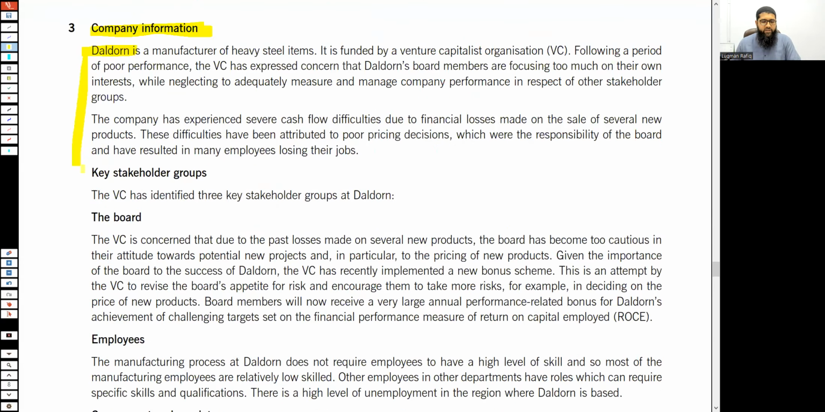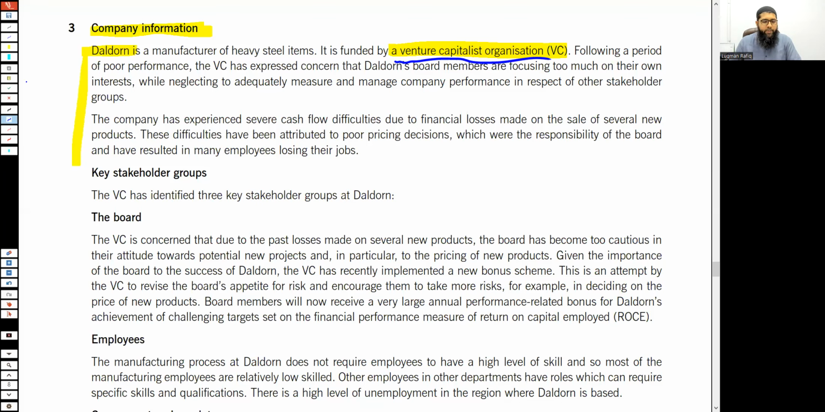So let's start discussing this Deldon Company. What does it say? Deldon Company is a manufacturer of heavy steel items. It is funded by a venture capital organization. So who is funding it? A venture capital organization. Just remember that. Now what next is there?